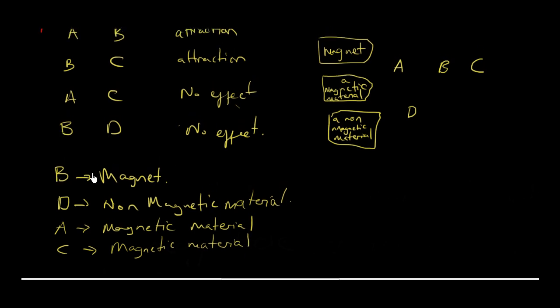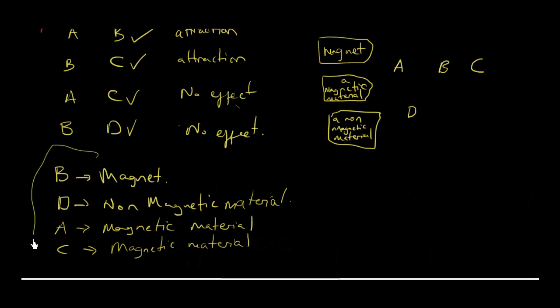Now let's see if these make sense. B and D no effect, so that's a magnet with a non-magnetic material, that's fine. A and C no effect, so that is a magnetic material with a magnetic material. No effect, that's fine, because as I talked about before, a lump of iron next to another lump of iron, if neither is magnetized, you won't have an attraction. B and C an attraction: B is a magnet and C is a magnetic material, so between a magnetic material and a magnet there would be an attraction, that's fine. And finally A and B attraction, magnetic material and magnet, so that's fine also.